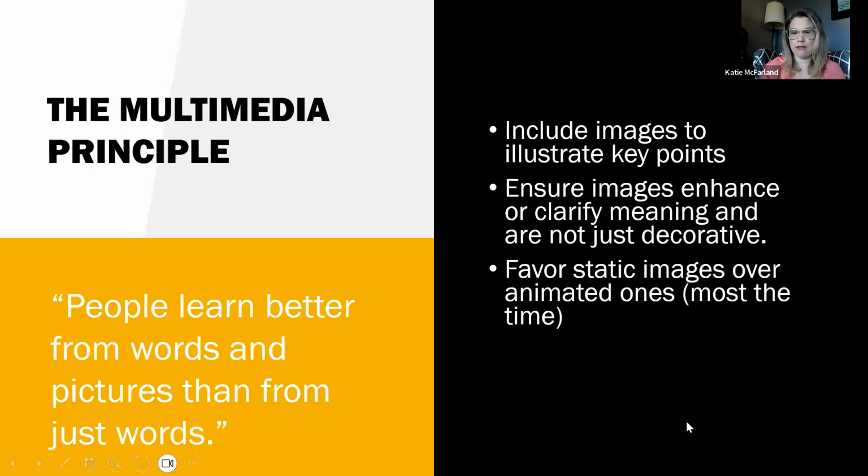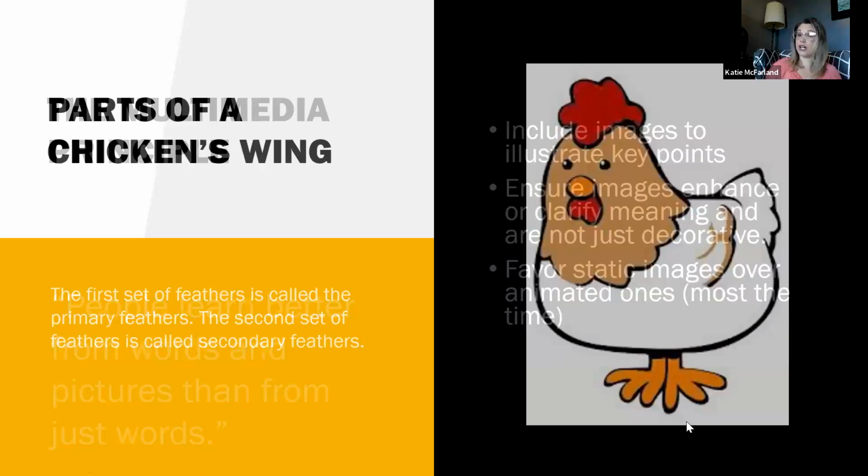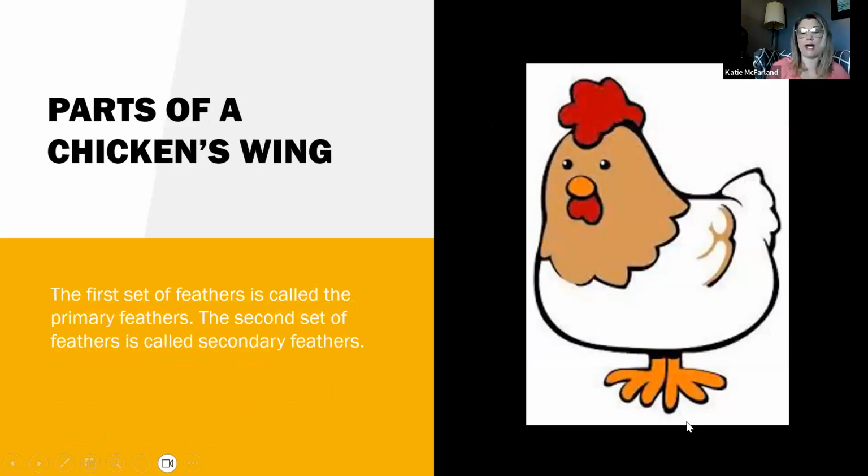So an example of that. If we're trying to teach our 4-Hers the parts of a chicken wing, here's a picture of a chicken, right? We've got our image and we've got our text, and we're going to say the first set of feathers is the primary feathers and the second set is the secondary feathers. Now this picture of a chicken is cute. It's decorative, it's fun, it makes the presentation a little more exciting, but it's not helping our 4-Hers learn which feathers are which by the picture.